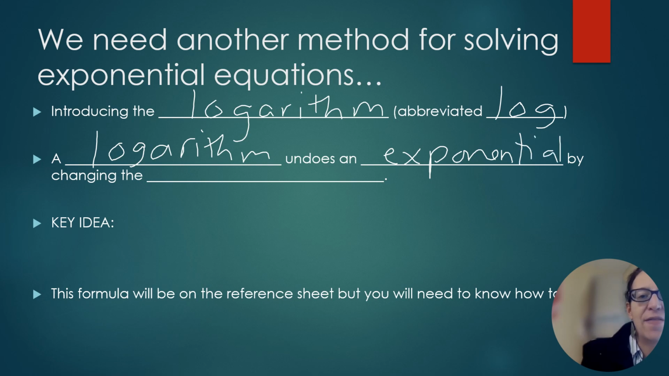Okay, and we defined that last lesson. An exponential is some kind of equation where the variable is up in the exponent. And how does it undo it? It does it by changing the form. So this is a little bit crowded on my PowerPoint there. So it does it by changing the form.